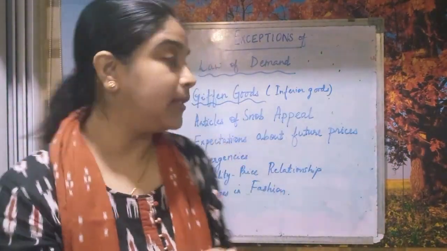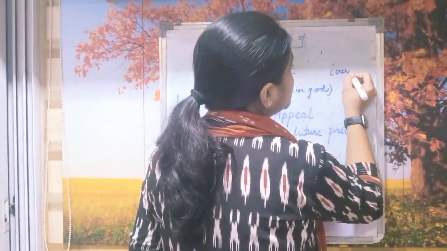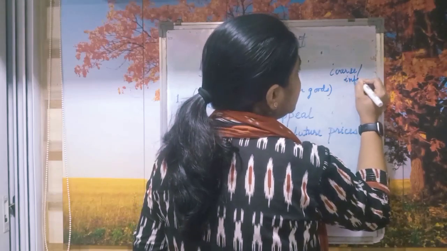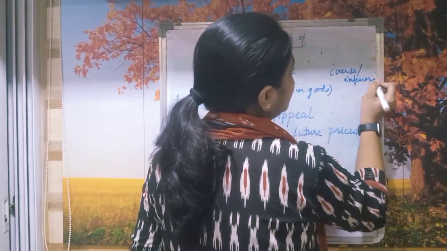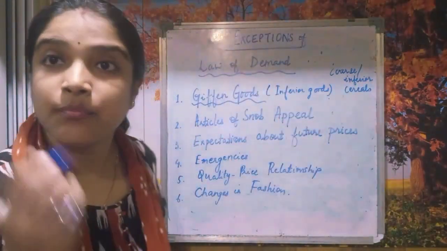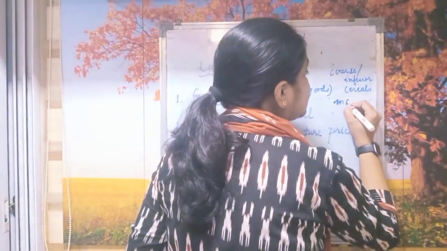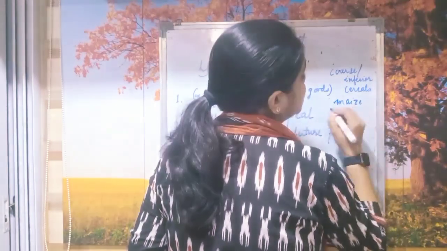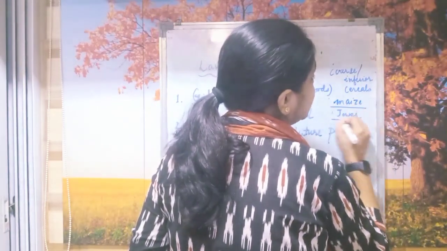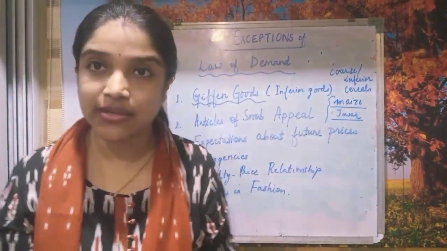Like for example, it is in case of coarse or inferior cereals, that is cheap quality, poor quality cereals like maize. Maize, jowar. These are the two examples of inferior goods.